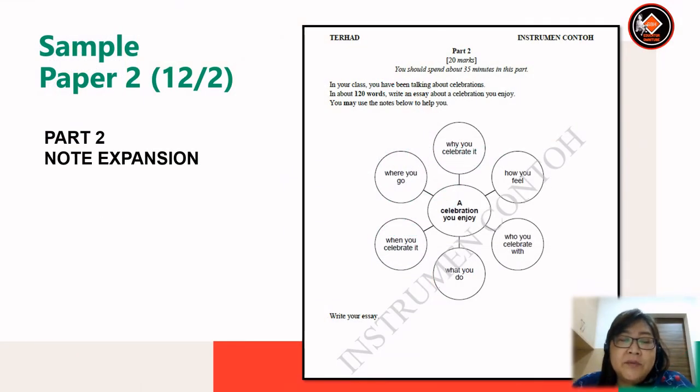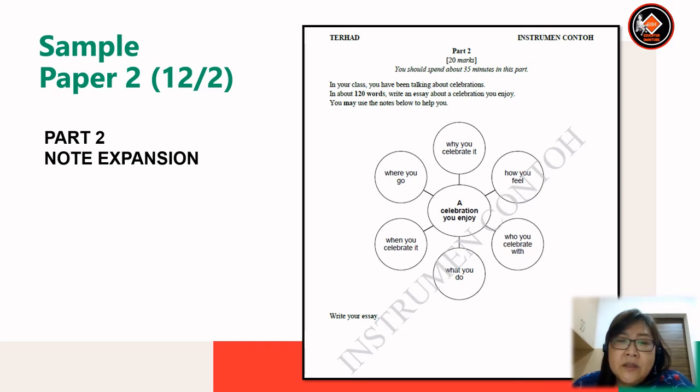This is the sample paper for writing. So the code is 12/2, and we are going to discuss part 2. It is called note expansion. So let's look at the question. Part 2, 20 marks. You should spend about 35 minutes in this part.